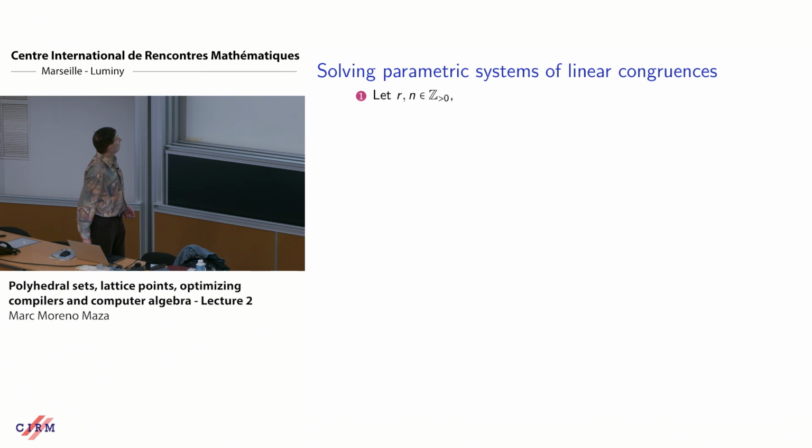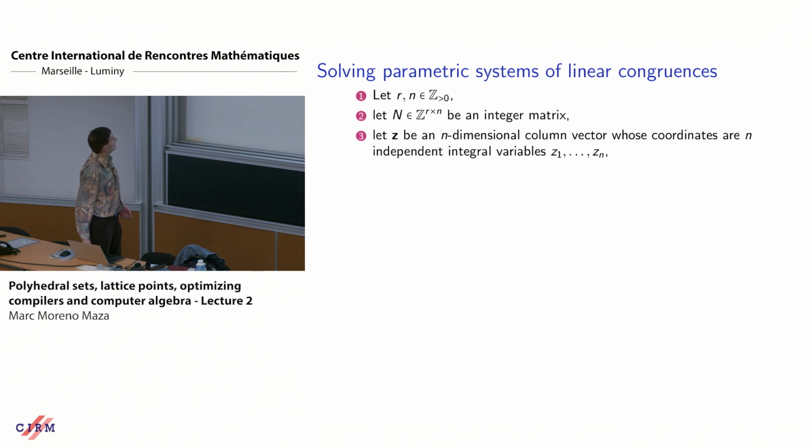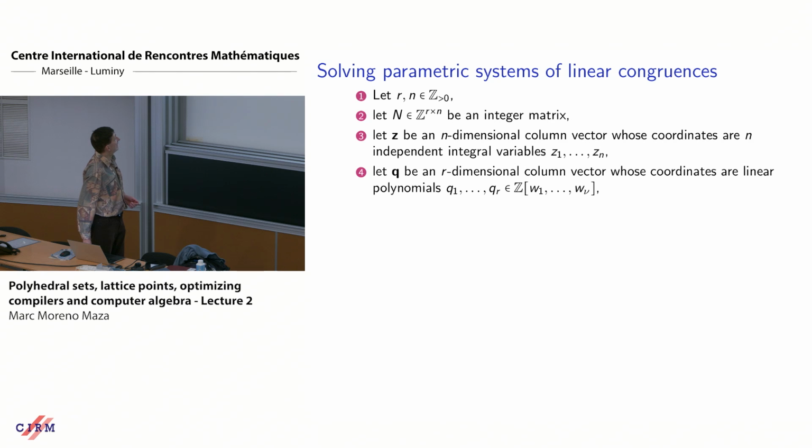So let's say we have two positive integers, r and n. We have an integer matrix N with r rows and n columns. We have a vector z of indeterminates, z1 through zn. We have a vector q of dimension r. This is a vector of polynomials, linear polynomials as usual, in variables w1 through w nu. We're almost there. And these variables are seen as parameters, so this will become clear in a moment.